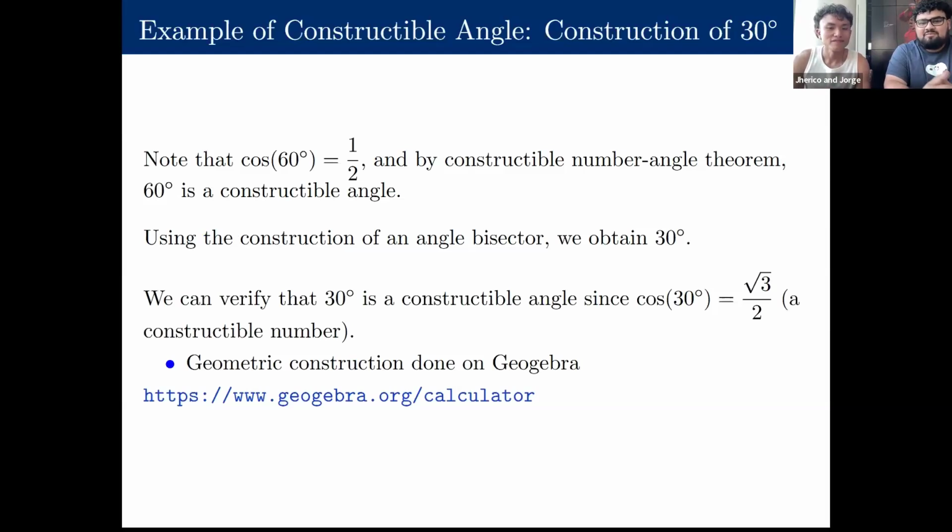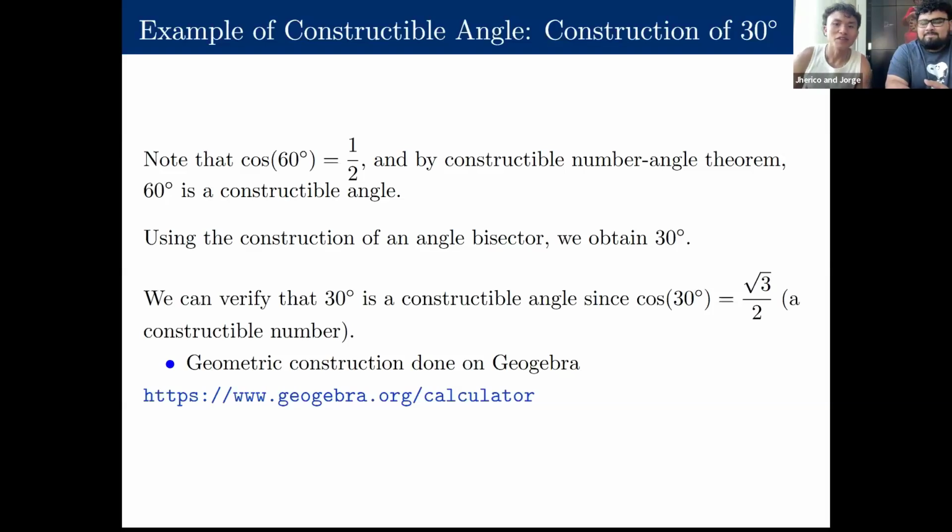Another example of a constructible angle is 30 degrees. We know we can construct an equilateral triangle, which gives us the angle 60. So we get that 60 degrees is a constructible angle. Now we're going to bisect that, but instead of doing it that way, we're first going to use the theorem that Jericho mentioned. So we know that the cosine of 60 is 1/2, and we know that 1/2 is a constructible number. So we get that 60 is also a constructible angle.